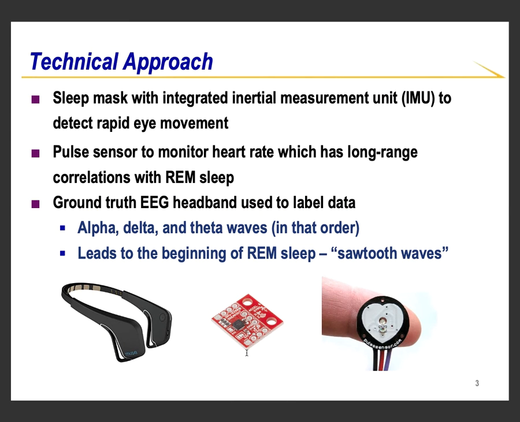So the approach that I took is to basically have two sensors. One of them is going to be a 9-axis IMU that's mounted onto a sleep mask, so it'll sit directly on your eyelid and detect those rapid eye movements. In addition, there's a pulse sensor that'll just be attached to your finger.